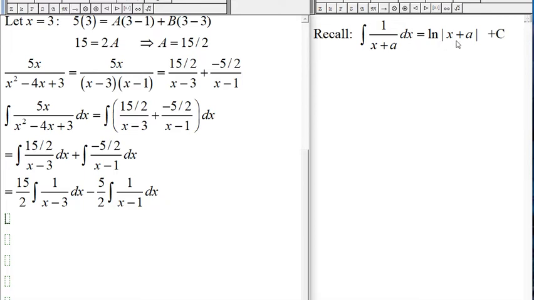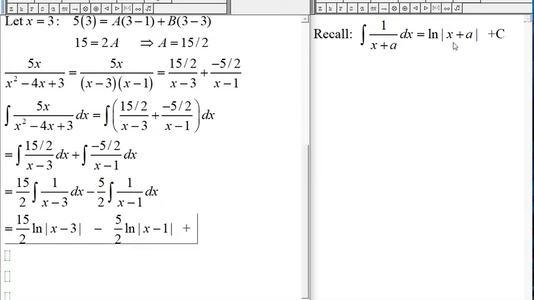And then we use this formula right here to get the integral of 1 divided by x minus 3. So for 1 divided by x plus a, the integral is the natural log of x plus a. So this would be 15 halves times the natural log of x minus 3, minus 5 halves times the natural log of x minus 1, and then plus c.